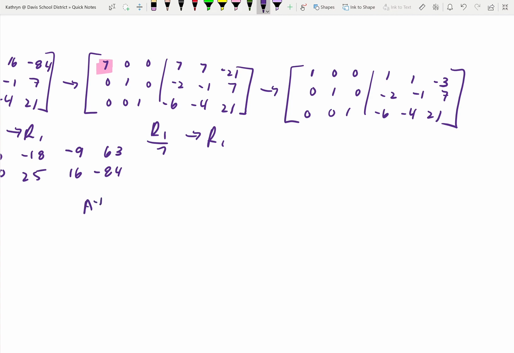So the answer is, the inverse is 1, 1, negative 3, negative 2, negative 1, and 7, negative 6, negative 4, 21, and I'm done.